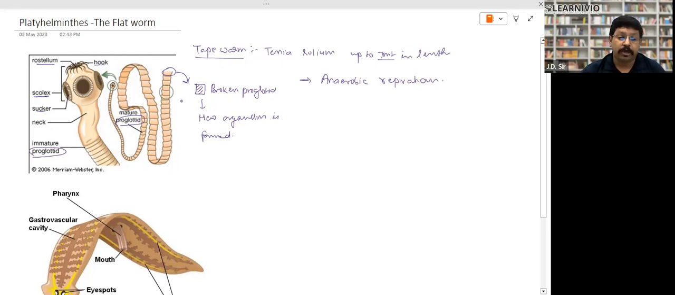And every mature proglottid falls off, and that's how the reproduction takes place. It makes a new organism, right? So most of the flatworms are mostly parasitic, right?